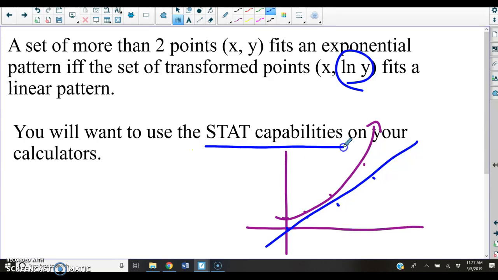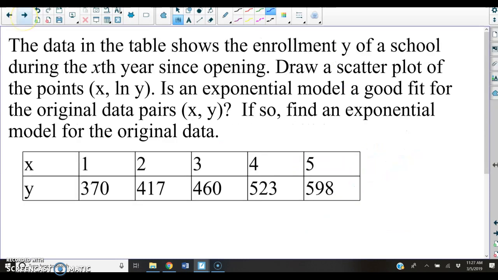We're going to use the stat capabilities on our calculators, so we will have to meet as a group and take a look at them. But on this one, here's the data table that shows the enrollment y. So y is the enrollment of a school, a newly formed school, in the x year since opening. So maybe it's one of those private schools, so you can call it Shiloh if you want, or it might be one of those charter schools that they talk about.